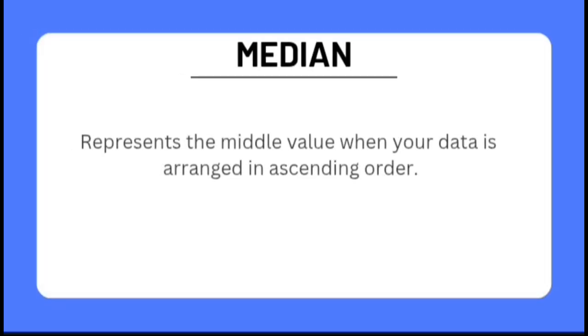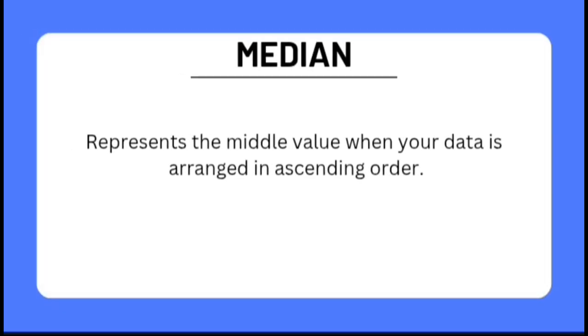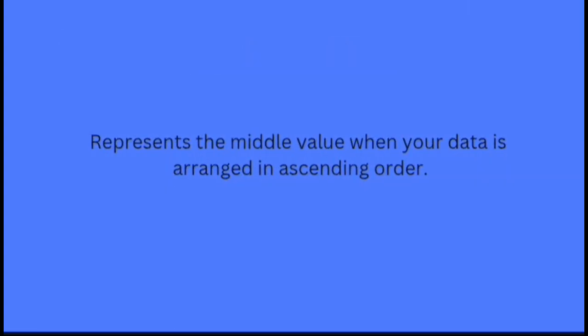The median represents the middle value when your data is arranged in ascending order. If you have an even number of data points, the median is the average of the two middle values. The median is less sensitive to outliers than the mean.